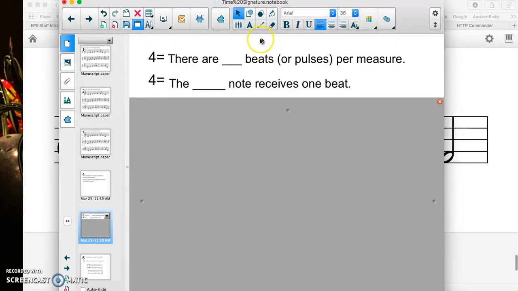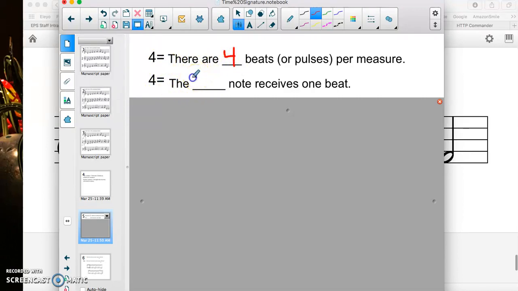Hopefully you will be able to answer this by writing out the sentence there, starting with there are. When the number is 4 on top, you're going to write out 4 beats or pulses per measure. Remember, you can use beats or pulses. Always start this top number out with there are.